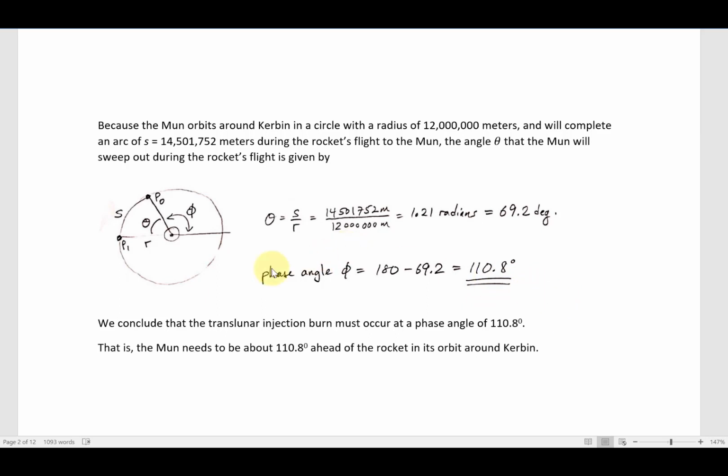That is, in other words, the Mun needs to be about 110.8 degrees ahead of the rocket in its orbit around Kerbin when we initiate that translunar injection burn. Let's take a look and see how that looks in the game.